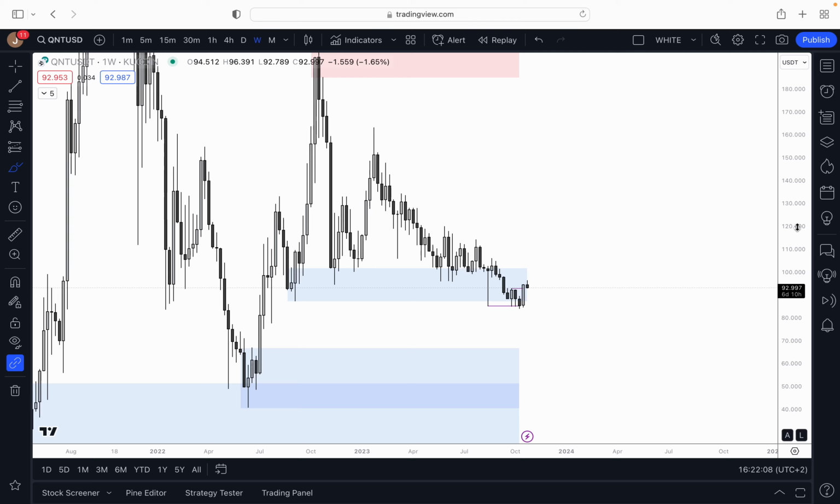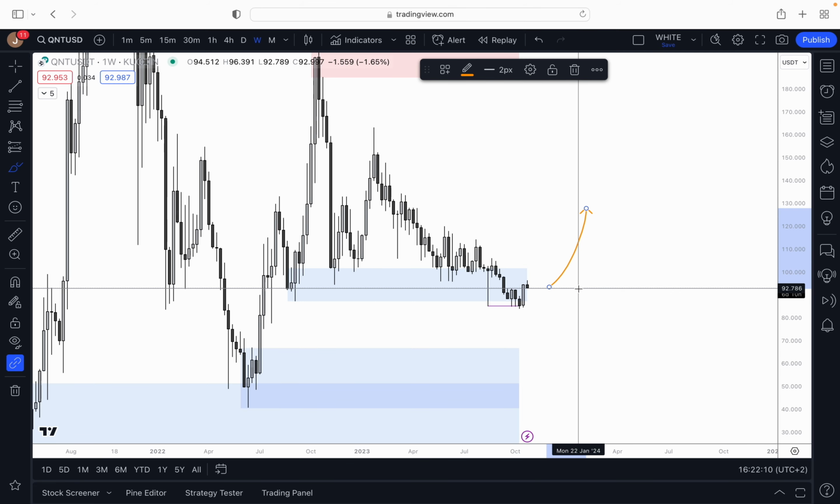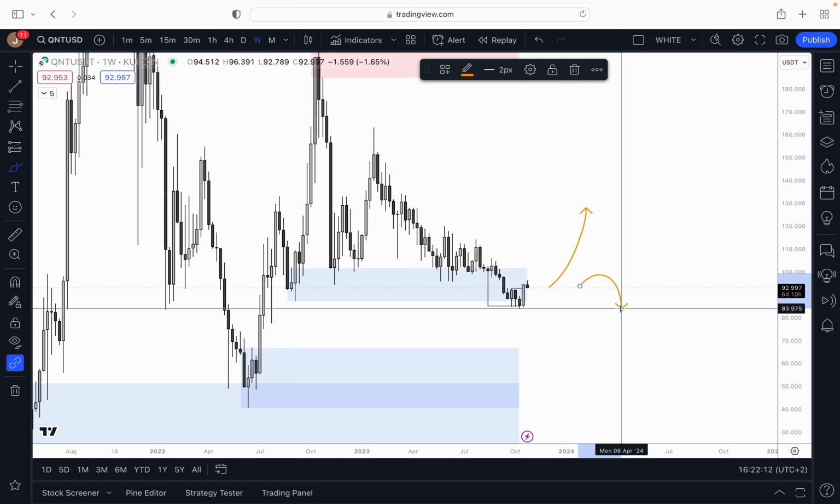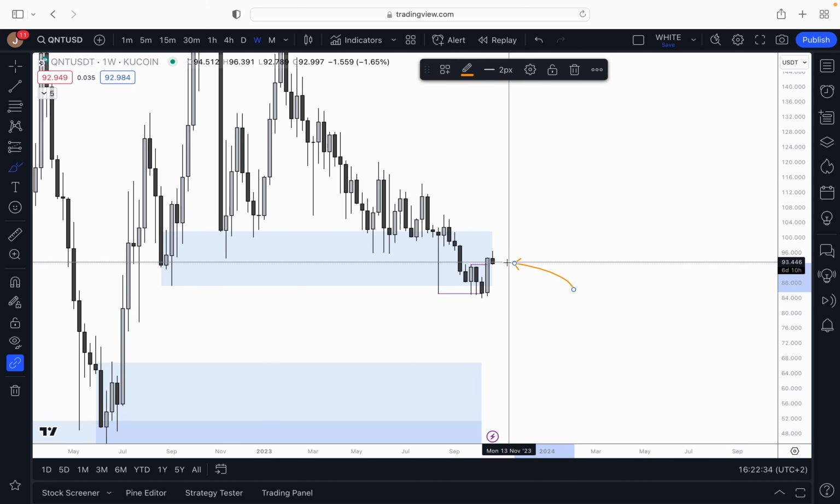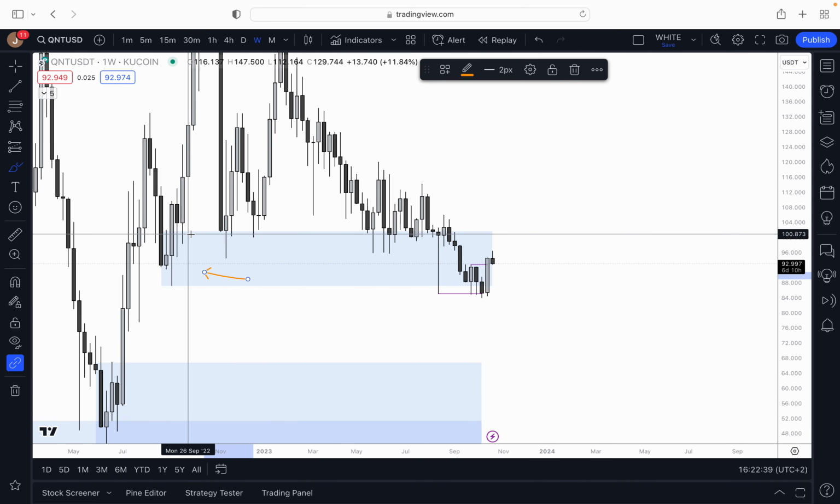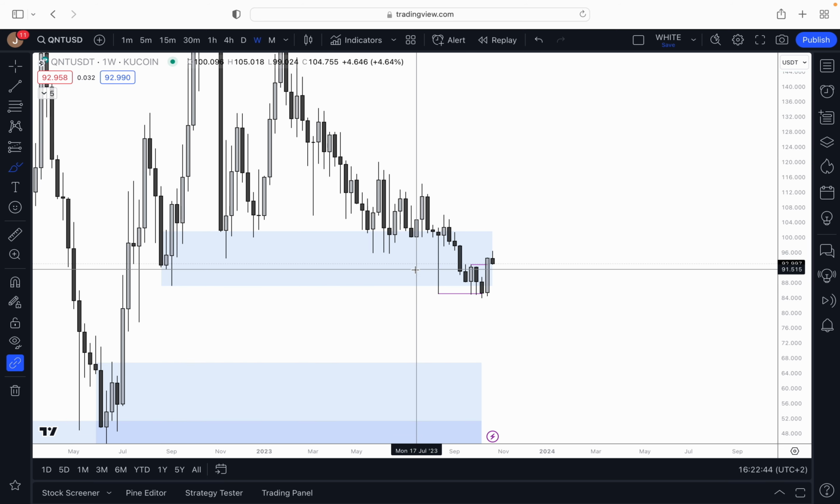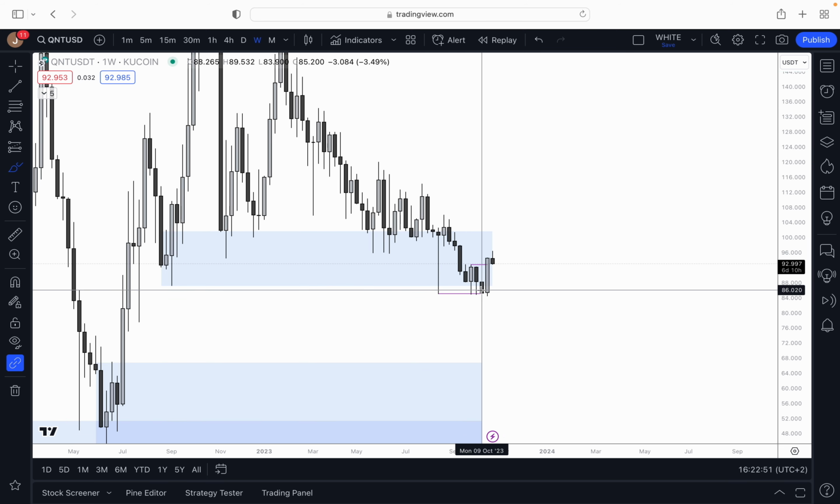In this video we are talking about if Quant is going to the upside or if we see a move to lower levels. As you can see, we are right now in this very interesting demand zone where we saw the last time the push to the upside, and right now we saw that we came under this demand zone right here, which is a bearish sign.